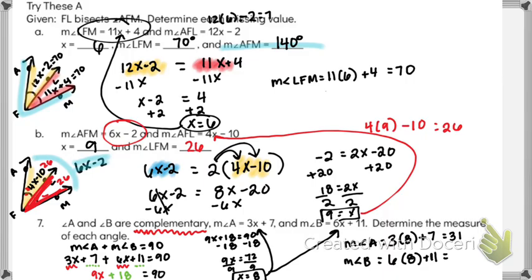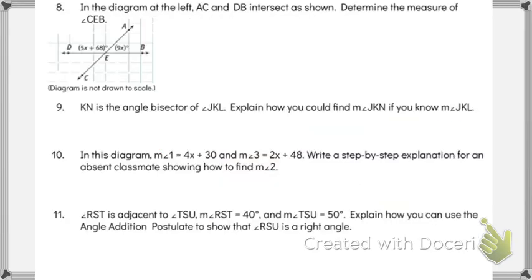6 times 8 is 48. Adding 11 to that is going to be 59. Now, if you add these two together, 31 plus 59 is 90. So that's literally what we did over here, and that's literally the definition of what they told us it was going to be. Okay? All right, next one.